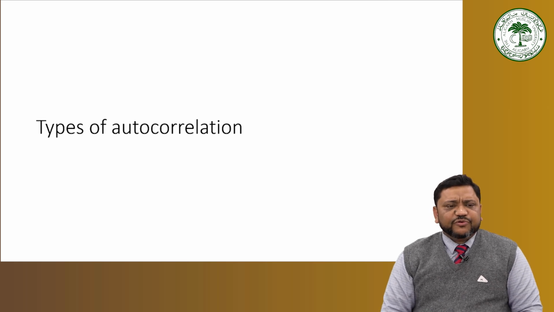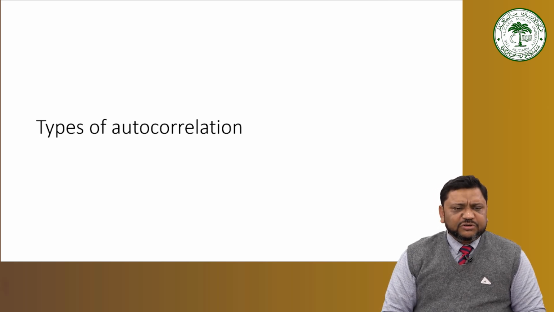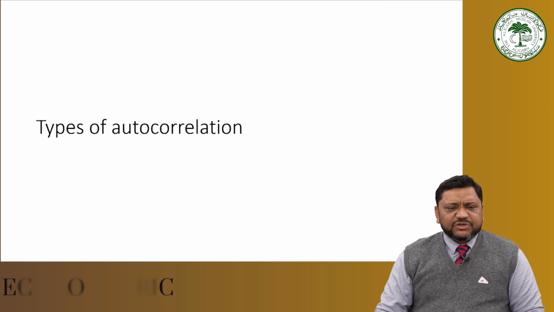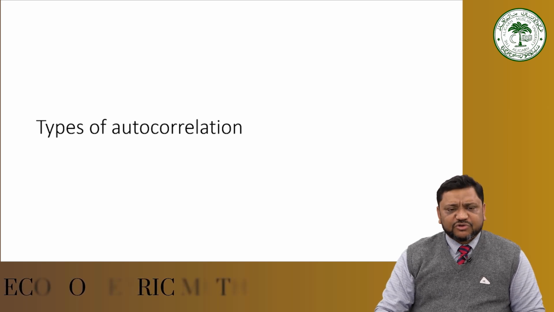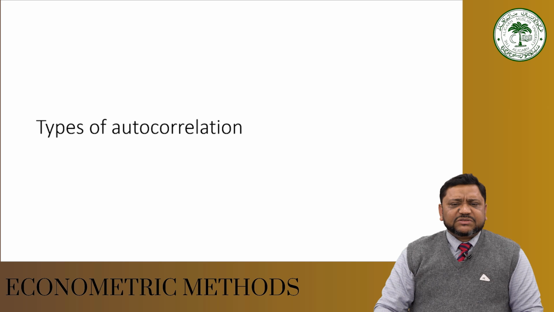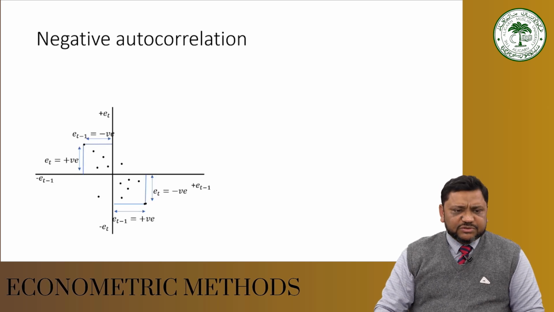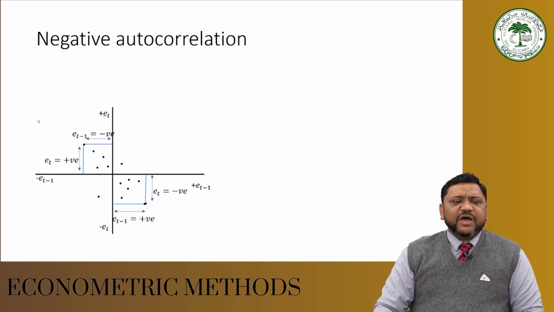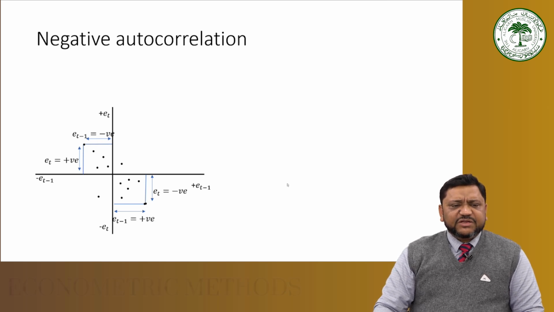Next, we move to the types of autocorrelation. There are basically two types. One is called positive and the other is called negative. We can identify them by simply plotting the residuals, like we have drawn the four quadrants. Here, on the x-axis we have e(t-1) and on the y-axis we have e(t).